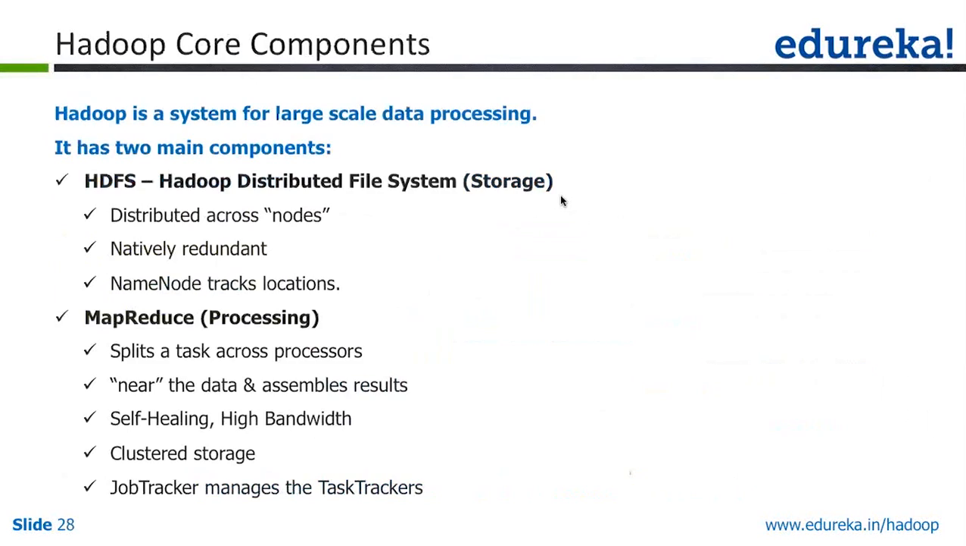Okay. So let's move ahead. Let's look at the core components of Hadoop. There are two core components of Hadoop. One is your HDFS, which is the Hadoop distributed file system. The other one is your MapReduce, which is used for processing. Now, as we've seen, Hadoop distributed file system is nothing but a cluster of machines which are combined together where the data is stored.